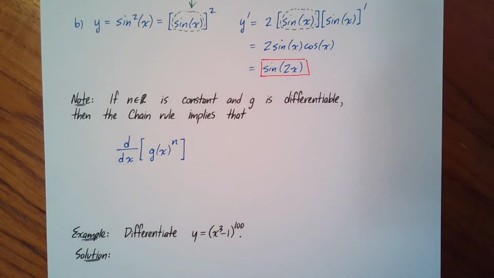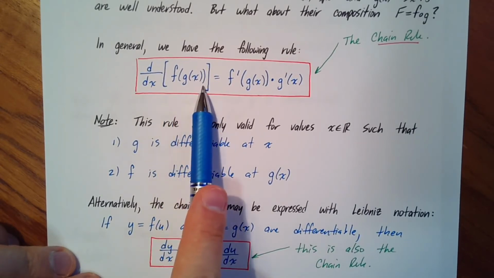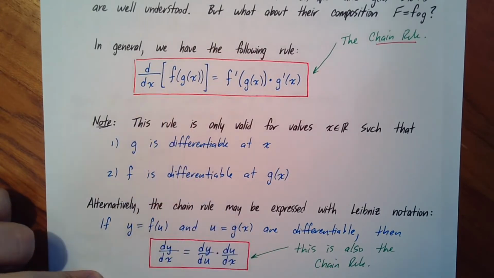Well, this is just a special case of a composition. Really, this is nothing but a composition, like we have here in the statement of the chain rule, in the specific case where your outside function, little f, is just defined to be f of x is equal to x to the n.